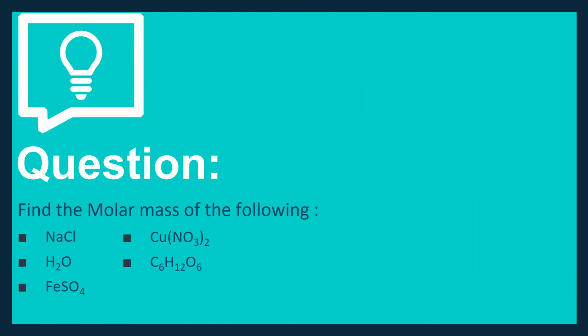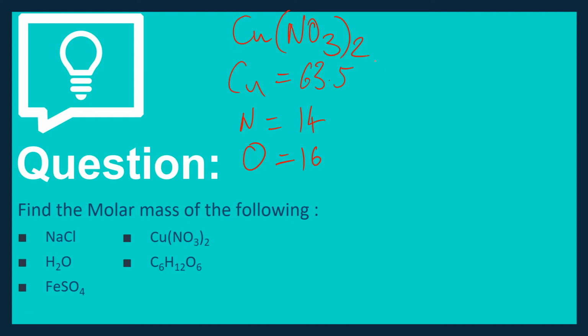Let's jump on to our second to last one, which is copper nitrate. So Cu(NO3)2. Now, just quickly fill in the values for these. Copper, nitrogen, and oxygen. 16, that's 14, and copper is 63.5.